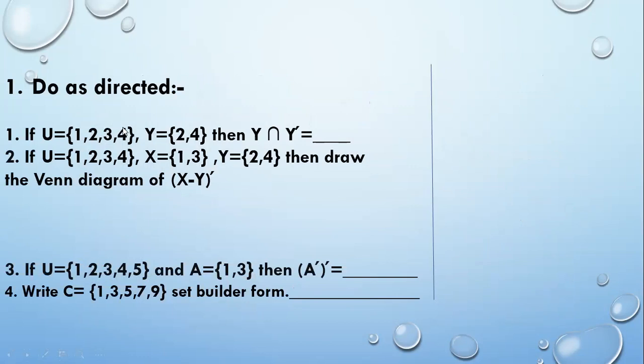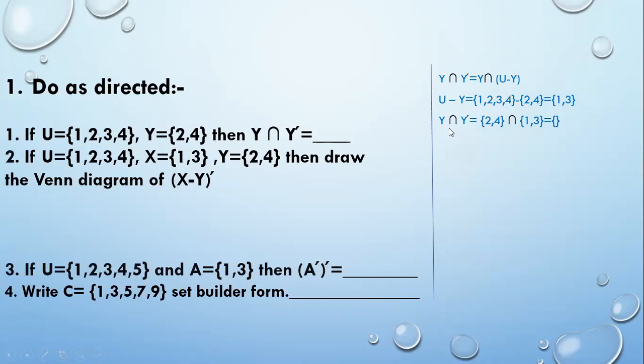Now do as directed, dear. If U is equal to 1, 2, 3, 4 and Y is 2, 4, then find Y intersection Y dash. First of all, we have to find Y dash. Y dash means U minus Y. Now draw the rough column and let's see how we can find Y dash. U minus Y means 1, 2, 3, 4 minus 2, 4. After cutting the common elements, we have to write the remaining elements of set U only. That means we get 1, 3. So we get the answer for Y dash: 1, 3.